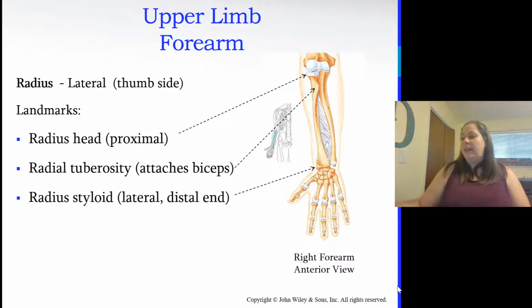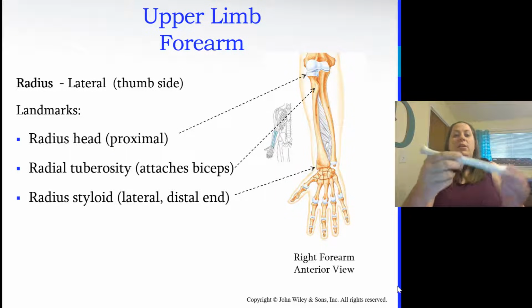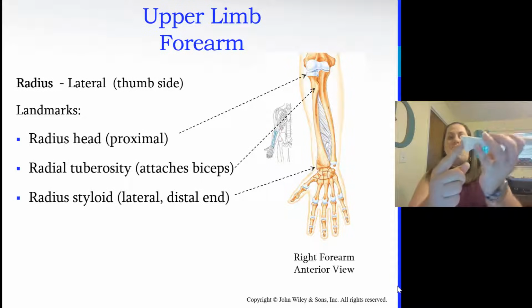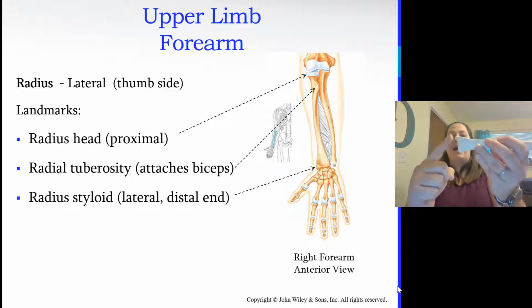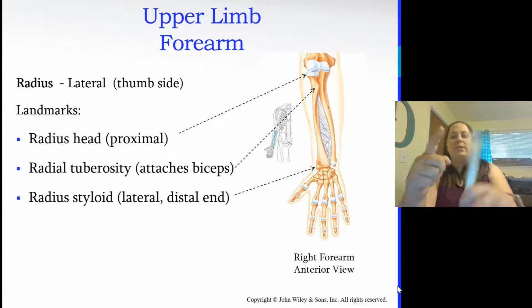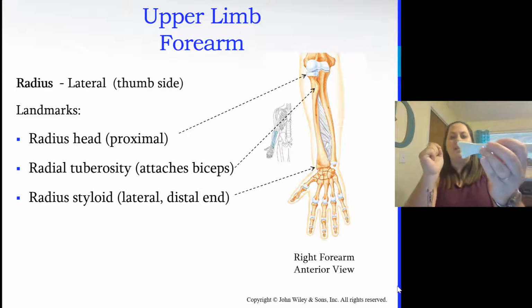So let's look at the radius first. When we look at the radius, this is on the thumb side, we do see that it has the radial head, which is going to be towards the elbow, the proximal end. We also see that we have the radial tuberosity, and this is where the biceps actually attaches. On the distal end, you can see this little point that's located right here. This is known as the radius styloid. So you have the radial head on the proximal end, and the styloid on the distal end.